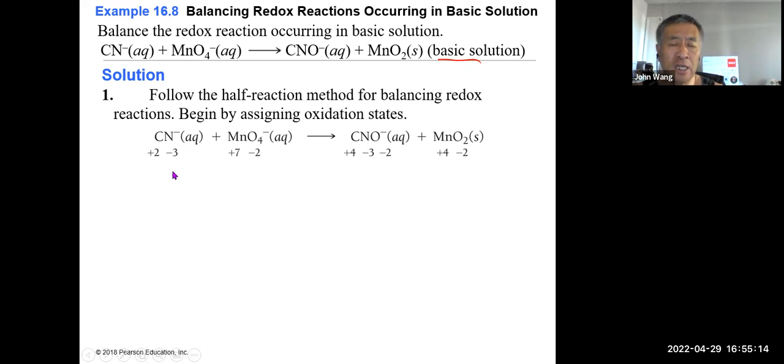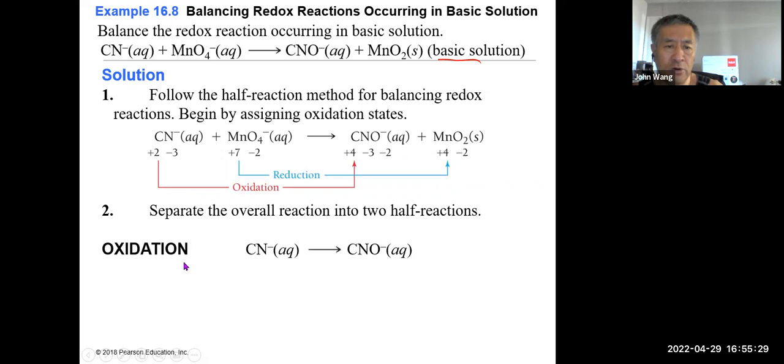So the result is here, and we can see the carbon's number increased from +2 to +4. Therefore something that has carbon in it has been oxidized. So we write the oxidation as this cyanide ion CN1 negative changing into CNO1 negative. For the reduction, we have something with manganese, Mn, because the number for Mn decreases from +7 to +4.